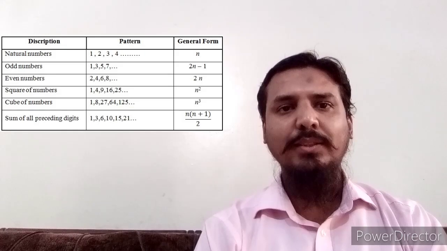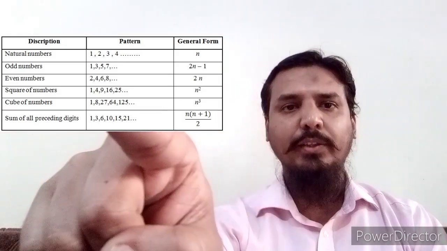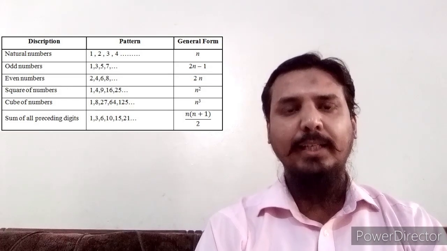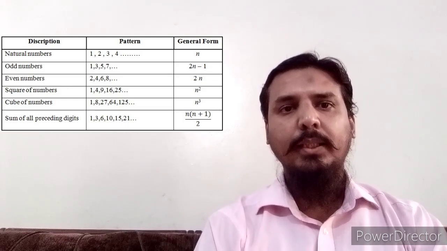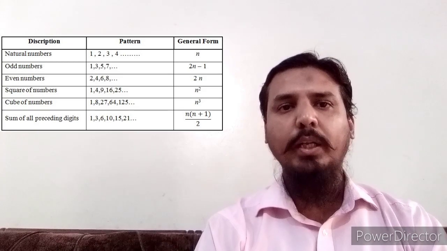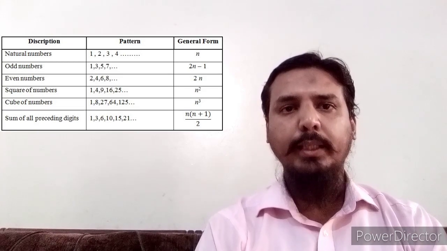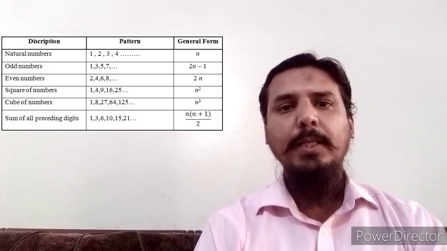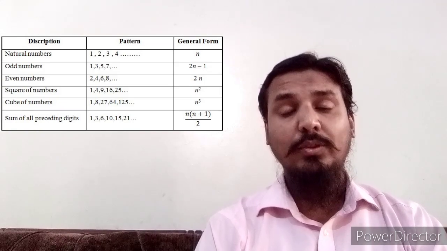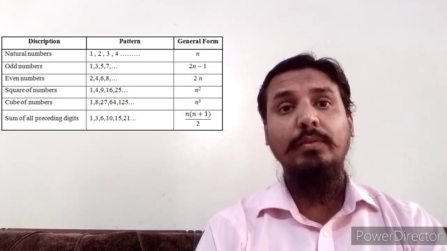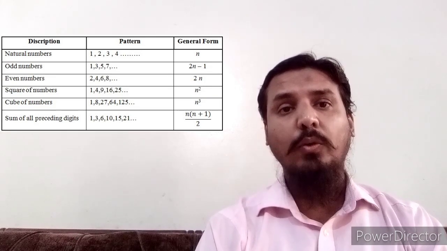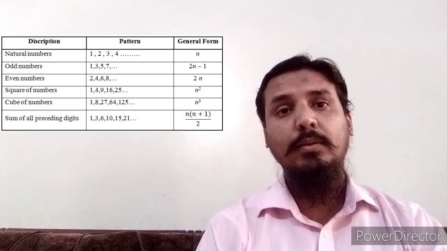For such sequences, the sequences are given and you have to memorize the nth term. For example, if the sequence given is 1, 4, 9, 16, 25 and so on, the general formula for that sequence must be n square. So this is the sequence of square numbers. The other sequences are also given and you have to memorize these formulas.